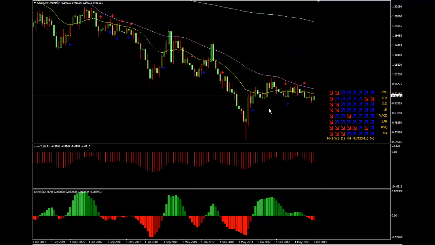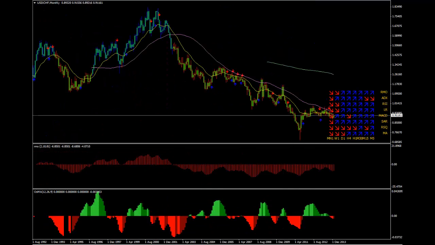US dollar Swiss franc, here again you can see a major fall from grace for this particular pair, going all the way back to 2000. Okay, you can see that price, the candlesticks in fact, have been negative and have not changed color since the best part of 2000. We've had a number of blue arrows, but you'll notice that we've never got any blue candles to confirm that was genuine sentiment.